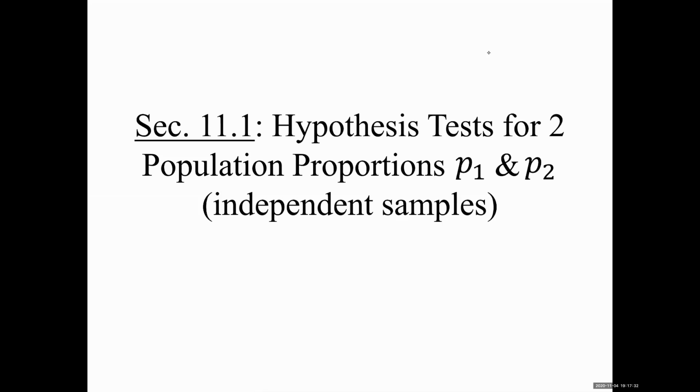Today we're going to talk about section 11.1, which is hypothesis tests for two population proportions, the independent sample version. First thing to tell you is that the difference between chapter 10 and chapter 11 is chapter 10 problems are one population problems, whereas chapter 11 are two population problems.